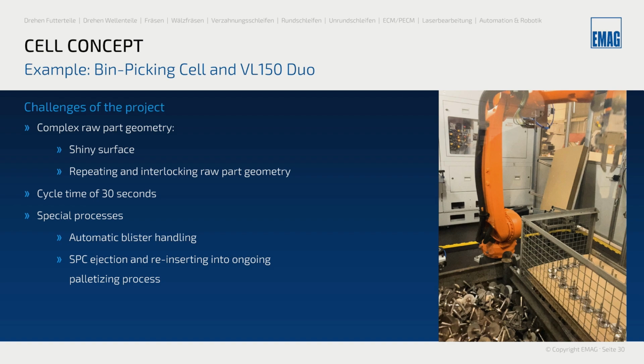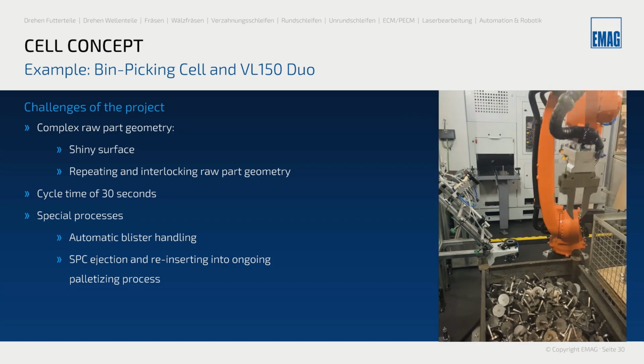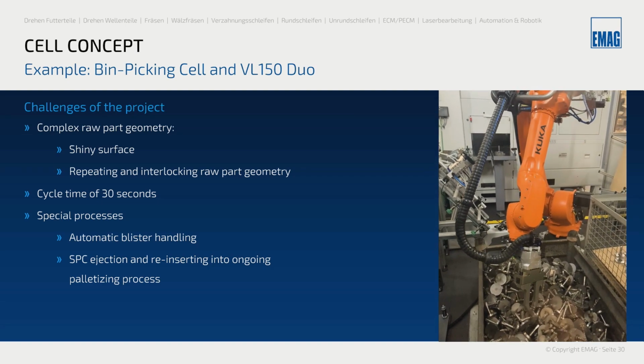Let's have a look at the challenges that we had on this project. First of all, we had complex parts. The surface was shiny, the geometry of the parts was repeating and interlocking, and we also had a very fast cycle time because every part we had to bring out in 30 seconds. And additional to that, we had some special processes for blister handling and SPC that had to be done during this time too. So let's have a look at a second video that was made after implementation on site.